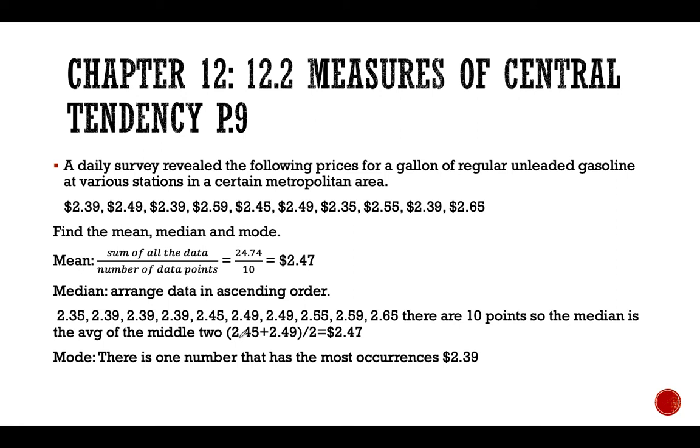To find the median, we want to arrange the data in ascending order. Once we do that, we find that there are 10 points. That's an even number. So to find the median, we take the 2 middle points and we average them. In this case, the 2 middle points here are the 5th and 6th points. 2.45 plus 2.49 divided by 2 gives us a median of $2.47. For mode, there is one number that has the most occurrences, and that is $2.39.